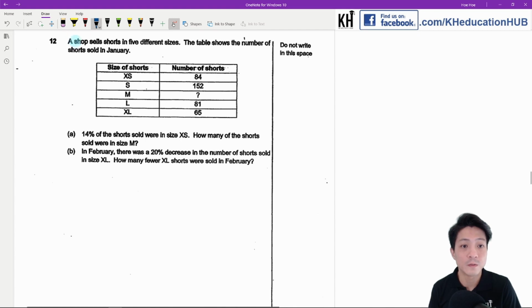Okay, question 12. A shop sells shorts in 5 different sizes. The table shows the number of shorts sold in January. So 14% of the shorts sold were in the size of XS. So this is 14%. How many shorts sold were in size M?